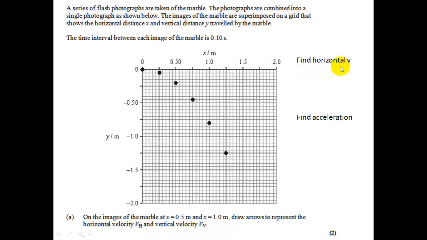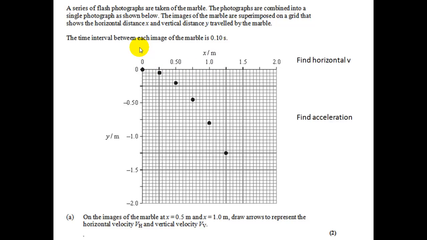What we have to do is find the horizontal velocity. Now, horizontally, you can see that it travels the same distance every 0.1 seconds. It travels basically half of this, 0.25 meters in 0.10 seconds. So you find out what the horizontal velocity is.